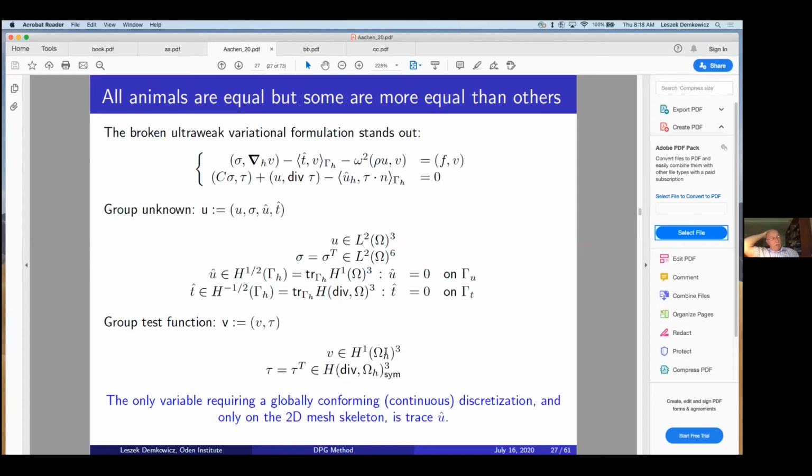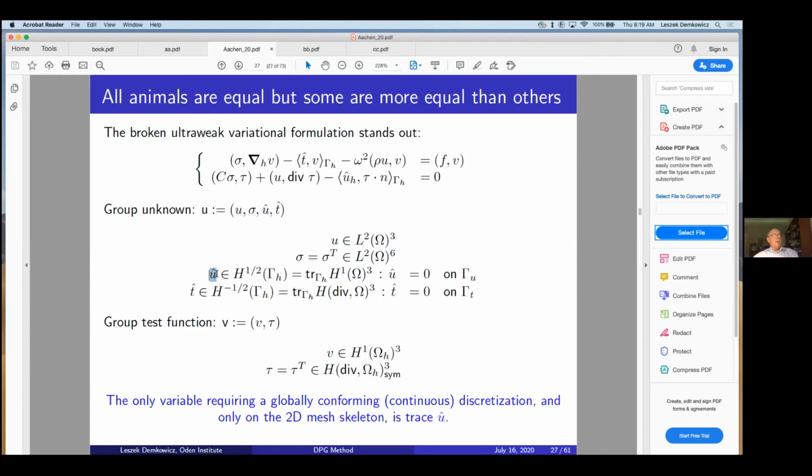And a broken setting means that discretizing one element doesn't have anything to do with discretizing the neighboring element. Therefore, it's not a big technicality to come up with the discretization of these guys. How about traces? Well, the tractions come from, now I become technical, the trace of Raviart-Thomas elements. And if you have ever heard of Raviart-Thomas elements, then you will remember that traces are discretized with discontinuous polynomials. So there's no conformity assumption here either.